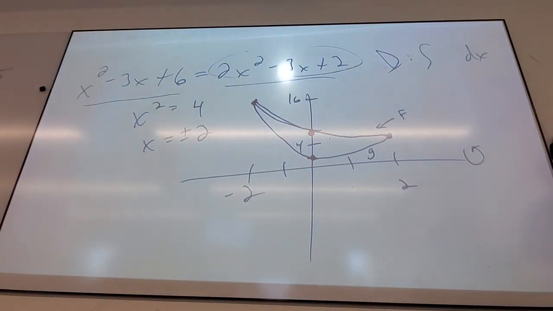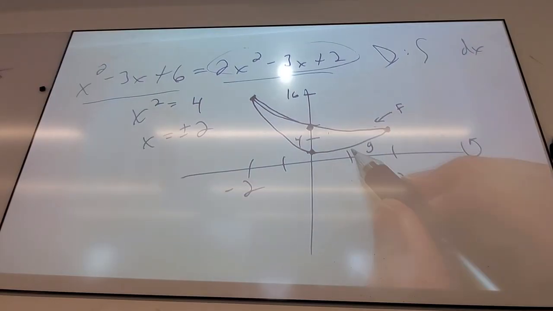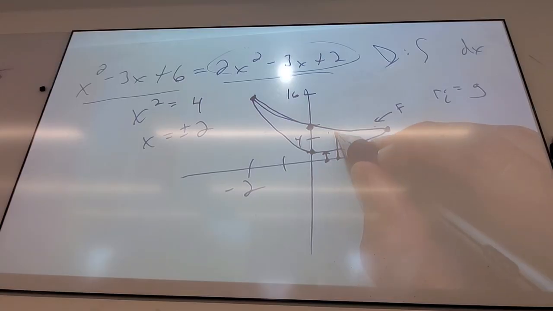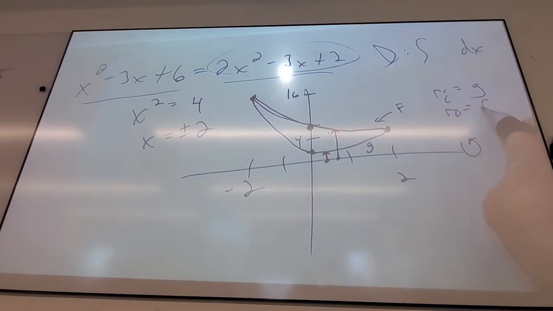So how do I figure out the inner radius? Start from the axis. Draw till you hit something. So what's my inner radius? G of x. And then of course my outer radius. You're not going to believe it. It's F.